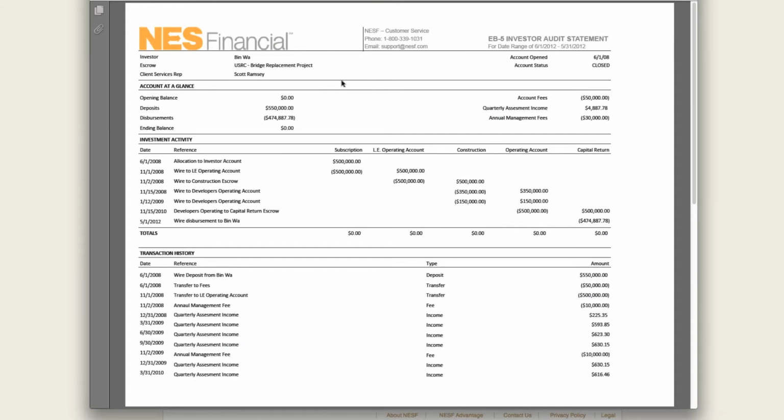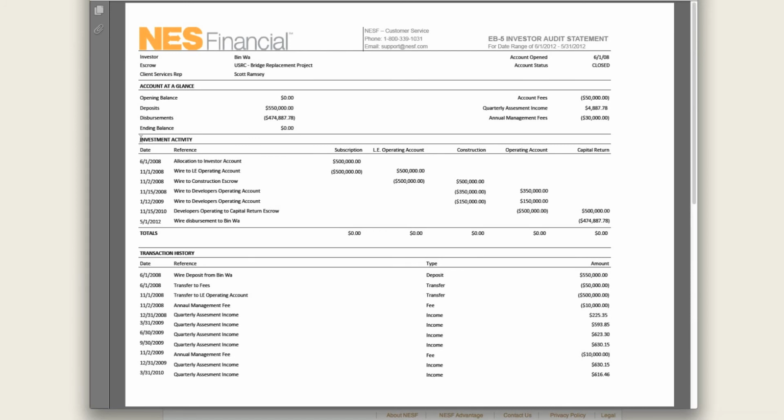This is our audit report for our investor Benoit. Up at the top we have general information about his money and all the flows in and out. So we have all his deposits of $550,000. We have his final disbursement of $474,000. And then we have account fees on the right side for $50,000, quarterly assessment $4,800, and then annual management fees totaling $30,000, which gets us to the point of $474,000.